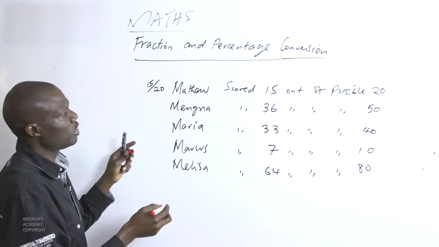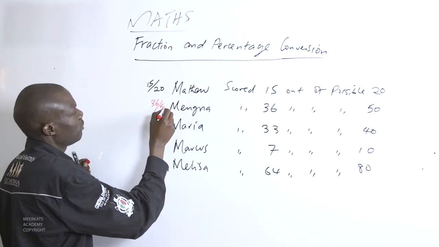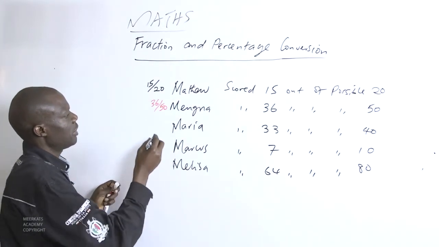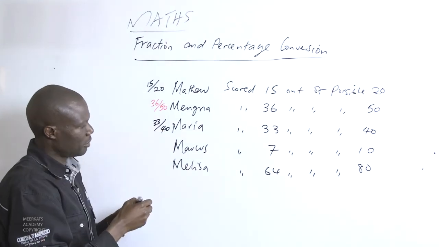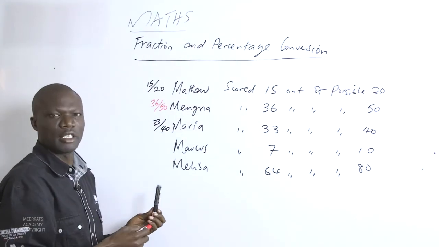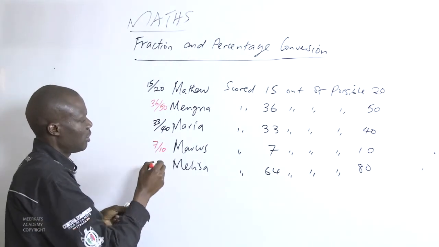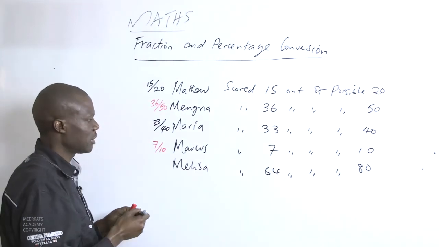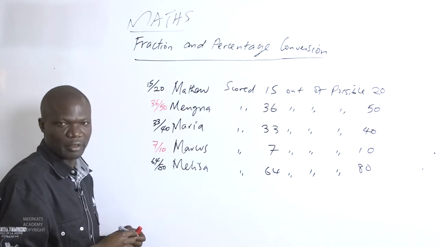Magna scored 36 out of 50. Maria is 33 out of 40. Marcus is 7 out of 10. And finally, Melissa is 64 out of 80.